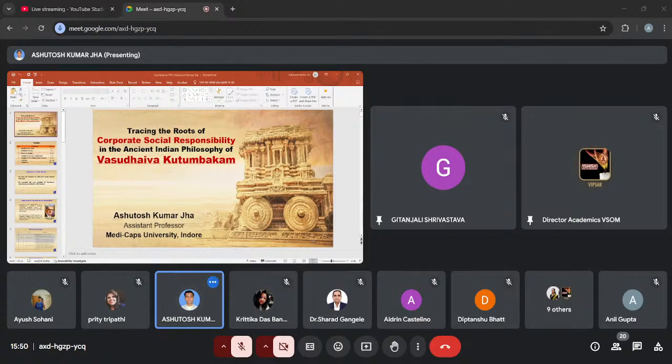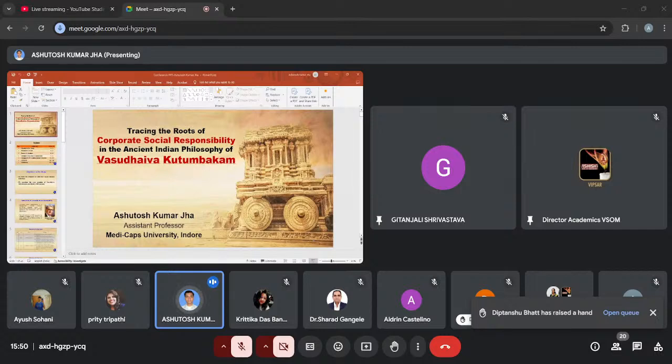My index is objective of study, introduction to CSR, review of literature, concept of Vasudhaiva Kutumbakam, concept of CSR from Indian ancient literature, limitation and references. First of all, I'll start with the objective of study. My objective is to know the evolution of CSR from Indian ancient literature. Second, to correlate the core principle of Vasudhaiva Kutumbakam and the modern CSR concept.